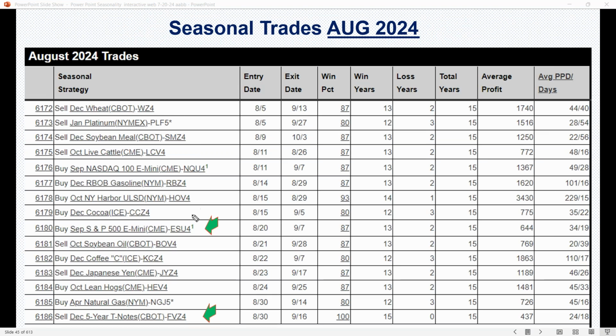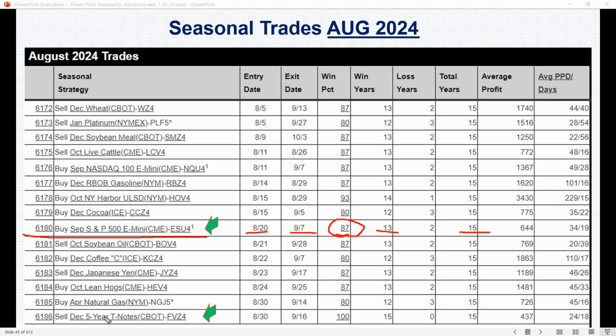And so you can see, here's one that might be worth watching: buying the S&P 500 September contract, but we'll use the SPY or the SPX. This has been a winning trade 13 out of the last 15 years, so an 87% winning rate. The seasonality marks get in on the 20th of August and out on the 7th of September. So that's one I'll definitely be looking at.